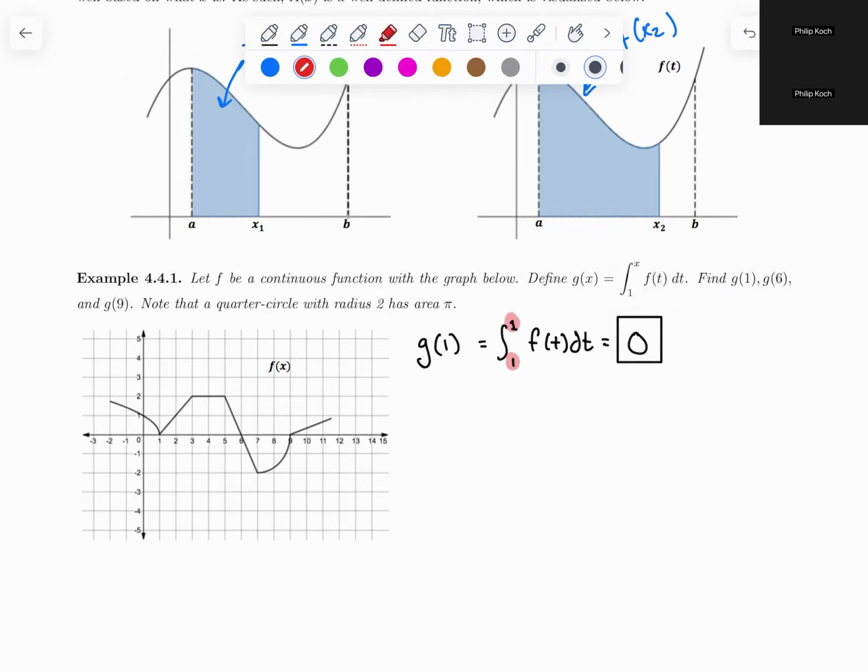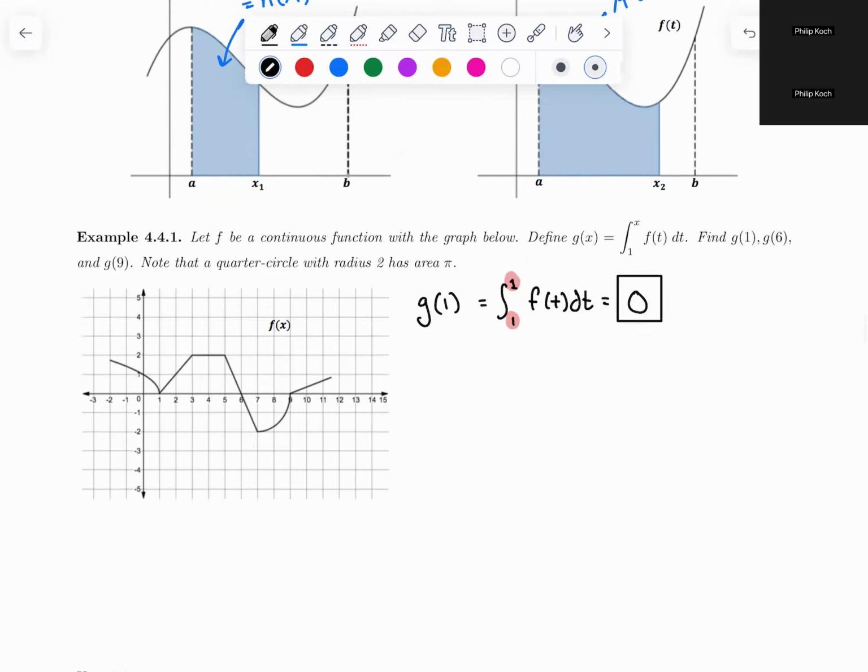Then we're asking, and just as a note, the note was there so we didn't have to calculate things. A quarter circle, if you go from 7 to 9 on this graph, you have a quarter circle. It doesn't look like it, but on the exam, I would make sure that it looks very clear that it's a quarter circle, if that was the function shown. But just to save on time, that's a circle with radius 2. So a quarter of a circle with radius 2, the quarter of its area would be pi. Just as a useful tip to save on time. So g of 6 is the integral from 1 to 6 of f of t dt.